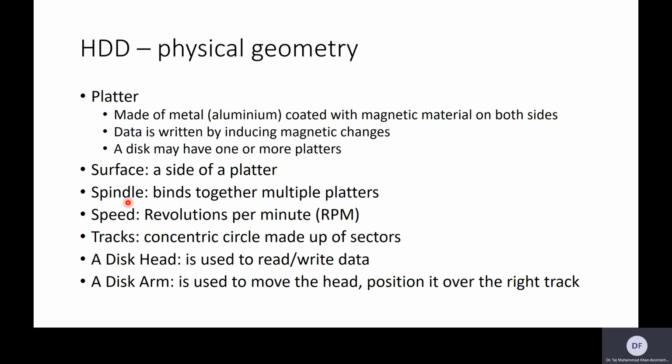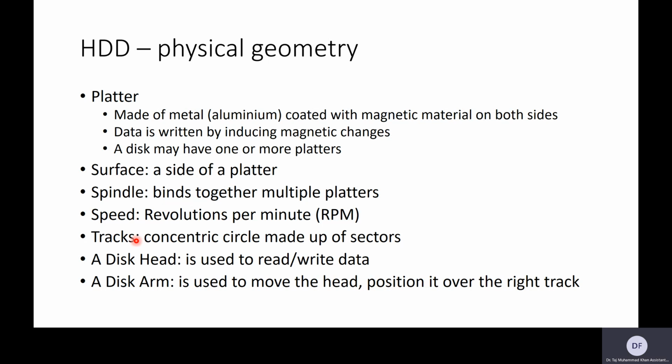And the speed of rotation of this spindle or these platters is given in revolutions per minute. Okay, so when you take your hard disk at the back, you will find its speed in RPMs or revolutions per minute. You have hard disks that have like 5,400 RPM or 7,200 RPM or 15,000 RPM. So there are different speeds of different hard disks. This is the speed of the rotation of the platters.